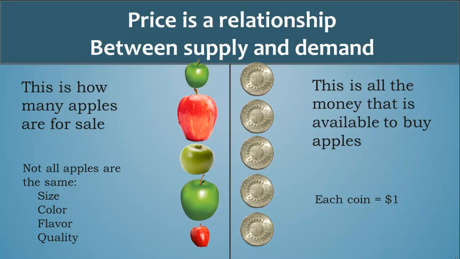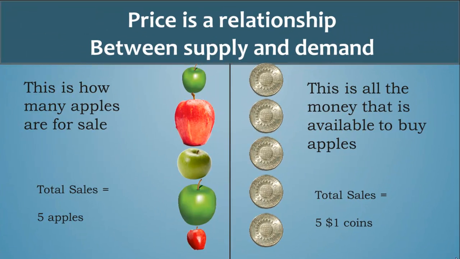Now, the quantity of apples, which is called the supply, is balanced against the quantity of dollar coins, which is also called the demand for apples. We'll have more to say on supply and demand in another lesson. But here I am using the word demand to mean monetary demand. That's just a way of saying how much money is available to buy apples. Maybe the real demand for apples is higher, but some people don't have the money to buy them. But here it is the total amount of money available to buy apples.